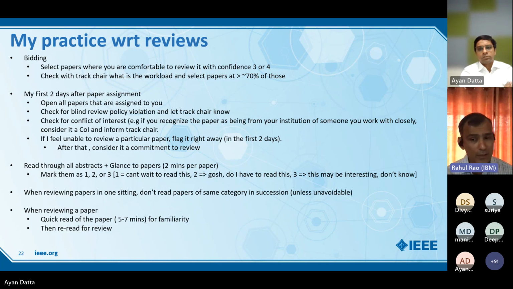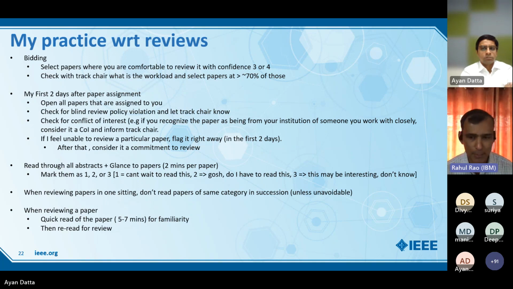Again, check for conflict of interest. Not all conflicts of interest are captured by affiliation, so please quickly look through it. If you think you know who it is, please tell the track chair, sorry, I can't review this because of COI. If you feel that you really cannot review a paper, flag it right away.